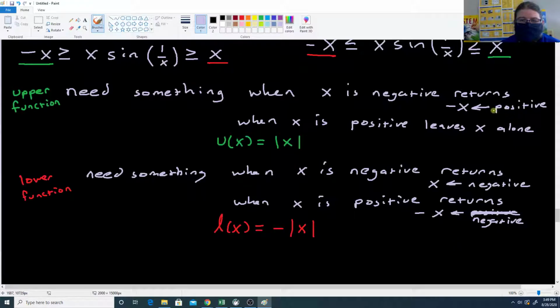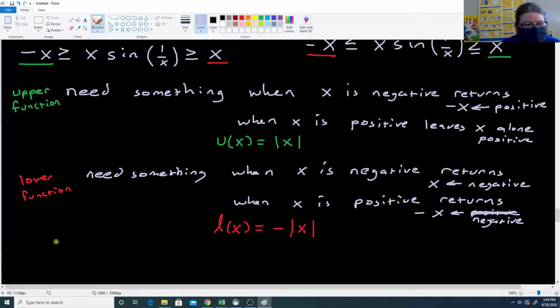So basically this one here, if you input a negative, you get a positive back. If you input a positive, you get x, it leaves it alone, which means that it's still positive. So that's your upper one. Your upper one always returns positive. This lower one, if x is negative, it leaves it alone, so you get a negative back. If x is positive, then it gives you the negative back. So these will be our bounding functions.